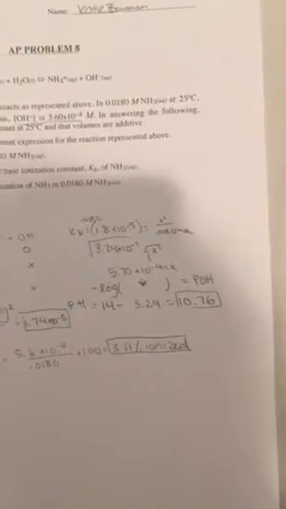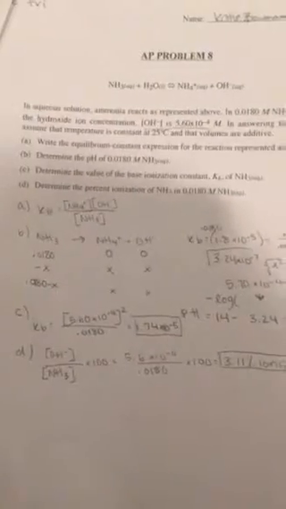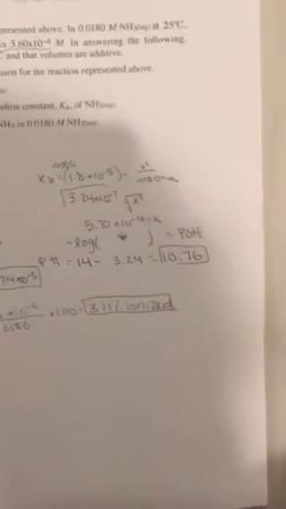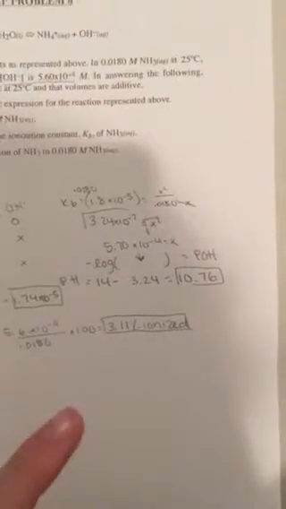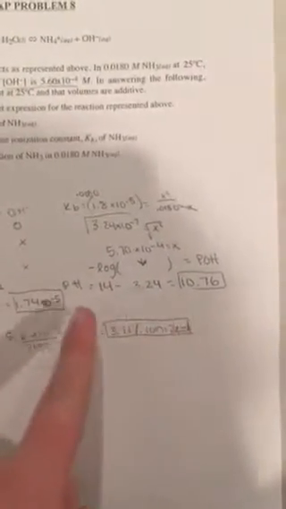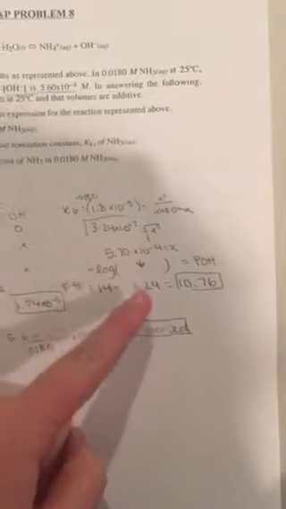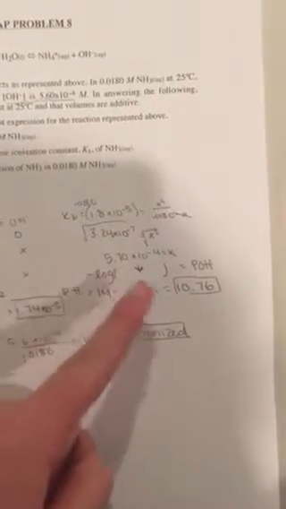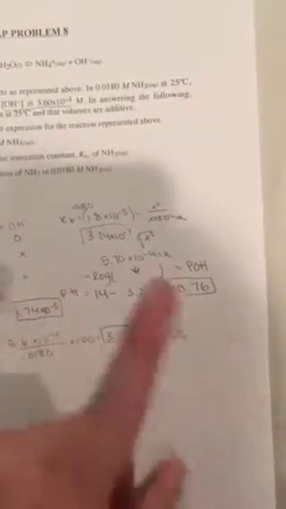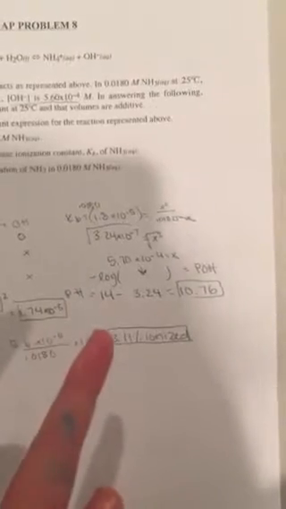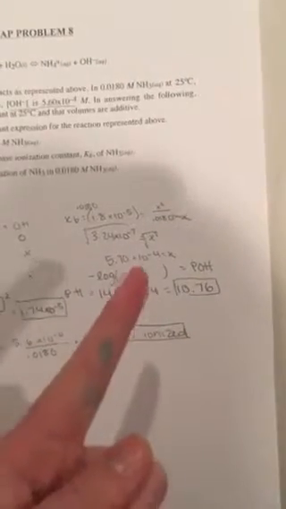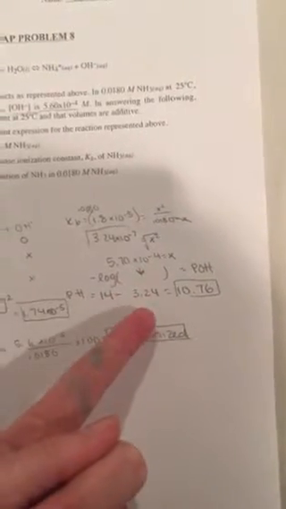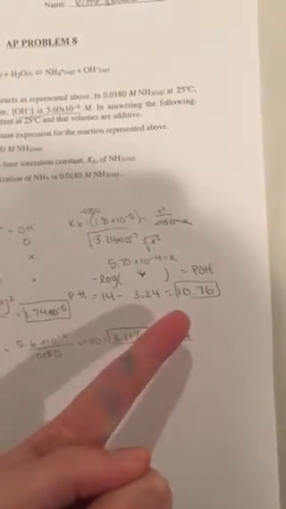That's your concentration of OH minus, but it's asking us to determine the pH. So when you have OH, you need to find POH first, so you're going to do negative log of this number, and that's going to be the POH. Then to get to pH, you're going to do 14 minus what you got from the negative log, which was 3.24, so your pH is 10.76, so it's basic.